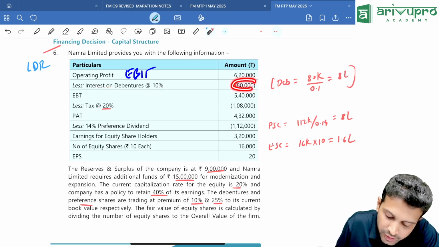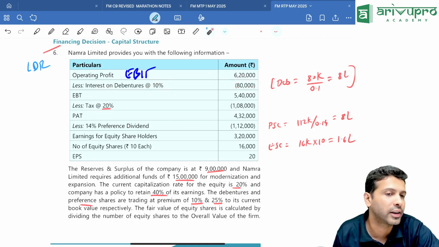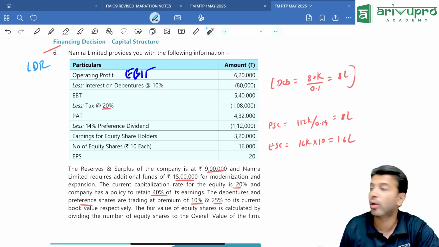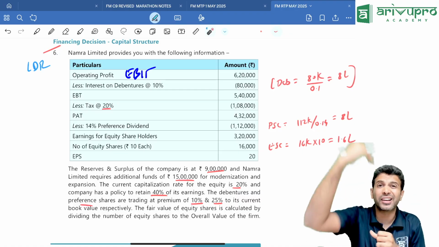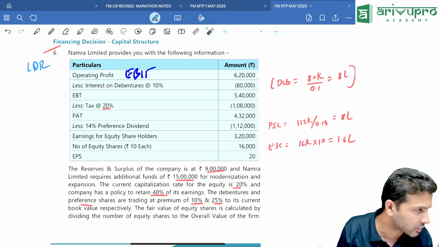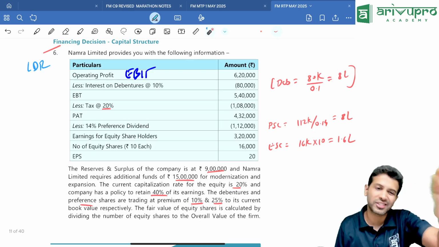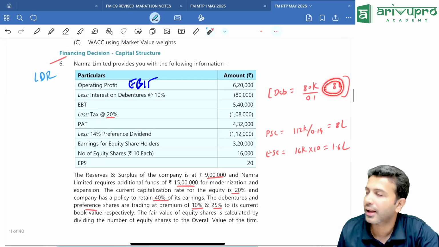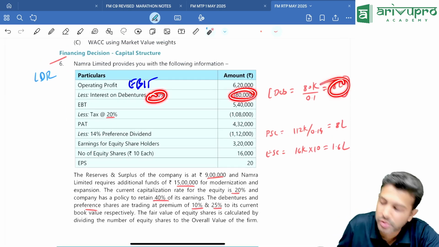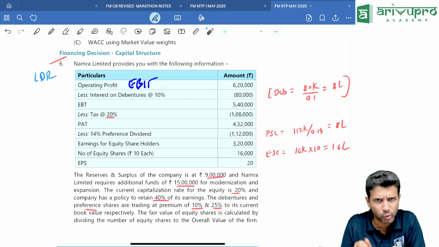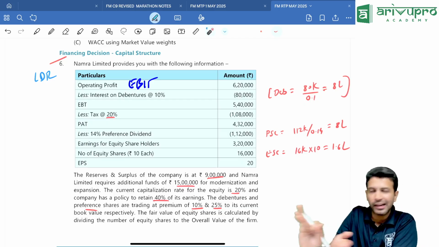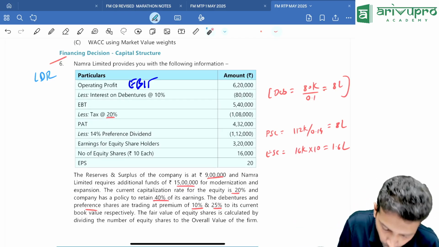The moment you know the interest amount and interest rate, what can you find? The debenture value. How do you get the debenture value? Interest amount divided by interest rate. In fact, we should take interest amount divided by expected interest rate. Here expectations and actuals are the same. That means the debenture value will be 8 lakh. 80,000 divided by 10%, which will be 8 lakh. Got it? Remember that question which we did? That same question we did in the marathon is being taken and extended a little here. That's all. Okay. EBT we got.